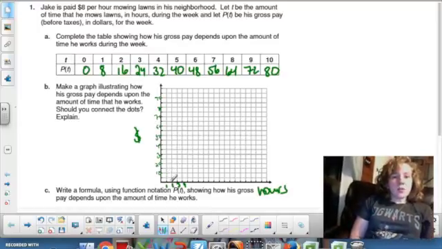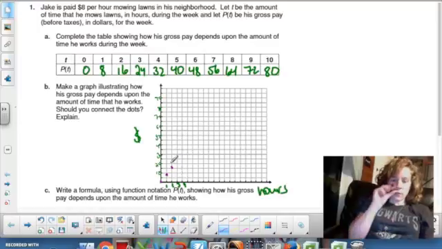So to show how much money he's making, definitely at hour 0, he's making $0. Then after 1 hour, I'm going here almost up to 8, and after 2, I'm going to be here at 16, and it's going to continue to grow over time.